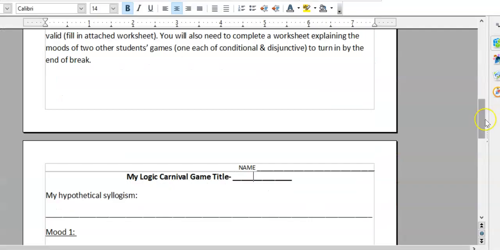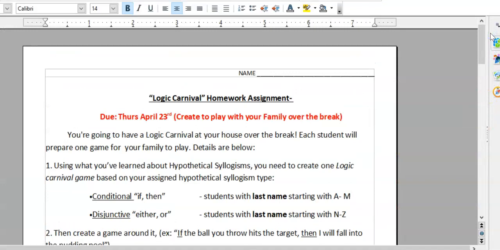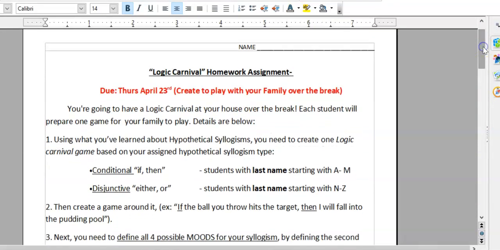Okay, so I'm going to go to the Carnival sheet that you're supposed to print out right now, and I'm just going to help you figure out how to fill this all out. So again, we originally wanted to do our Carnival games as a class and have a carnival, but because of the stay home order, you're going to make a carnival game for your family to play instead. So you have the break to do it, and sometime during the break, you're going to have to create your game and play it with your family.